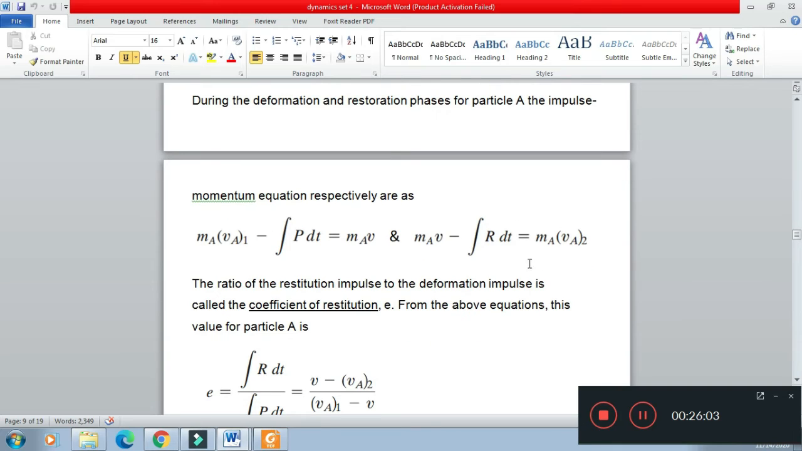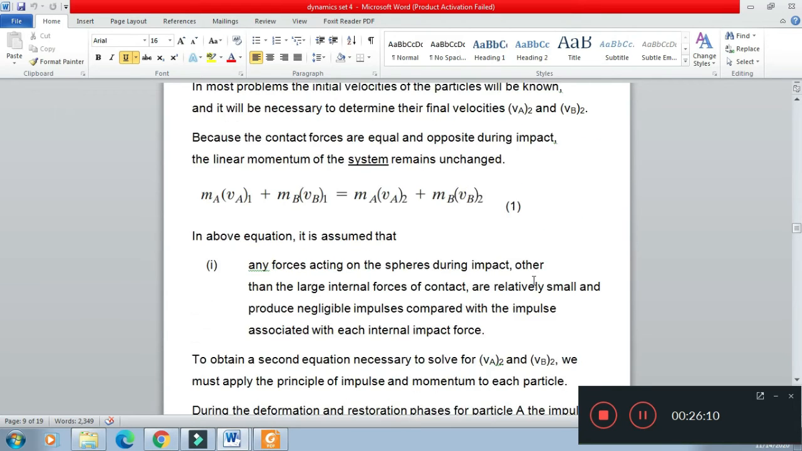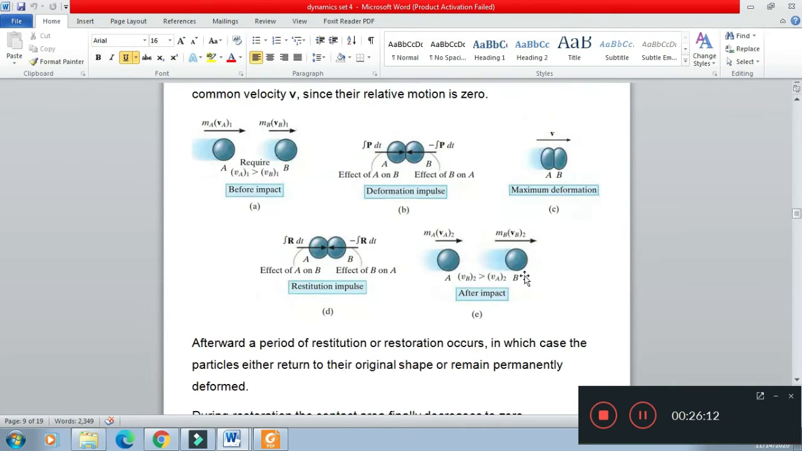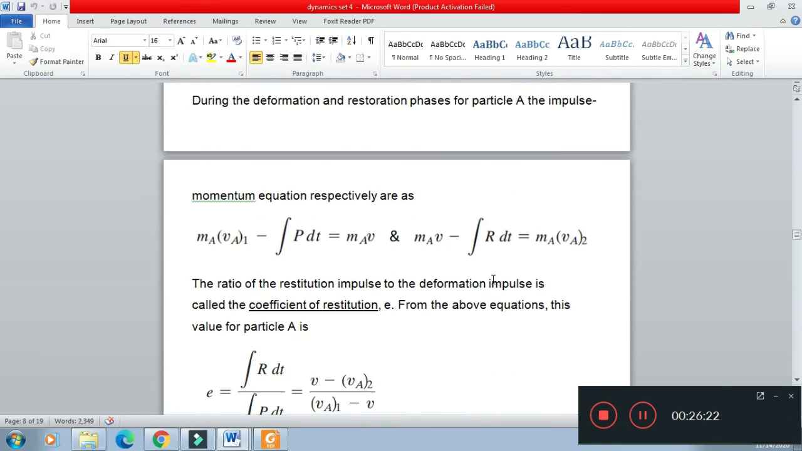Then this is the impulse and momentum equation for the restitution phase. So for the restitution phase, this is the final condition and this is the initial condition. When maximum deformation occurs, this is the initial condition for the restitution phase. So initial momentum plus the force applied by ball B on A during the restitution phase.